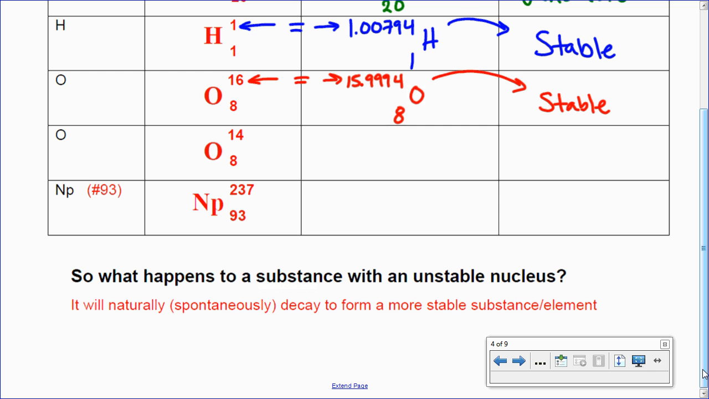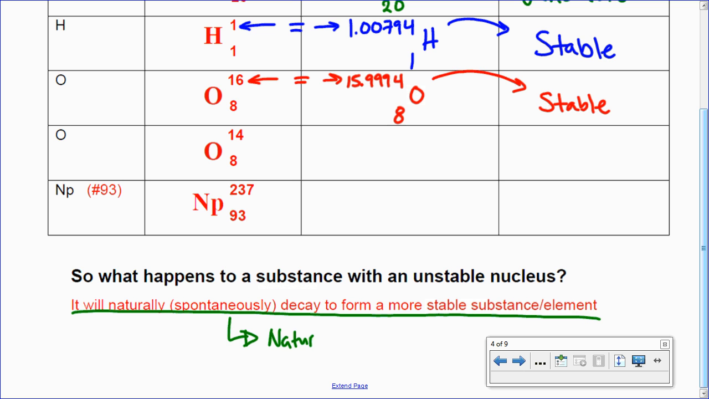So what happens to a substance with an unstable nucleus? I mean, so what? It's stable, it's unstable, who cares? It's going to naturally decay to form a more stable substance or an element. We call that naturally decay. The spontaneous is natural transmutation. Now, natural transmutation occurs whenever an unstable nuclei falls apart into something that is stable.